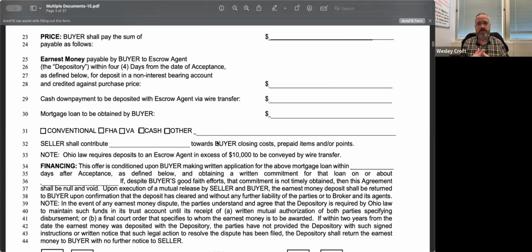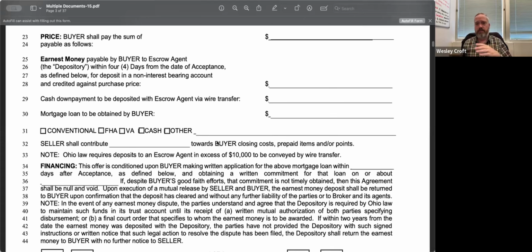Line 31 tells the listing agent what sort of financing your buyer is getting. So are they doing a conventional loan, FHA, VA? Are they paying cash? And then other would be like hard money lending and stuff like that, which we won't go over today.